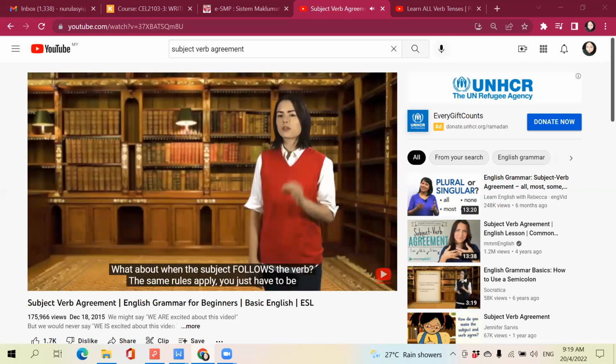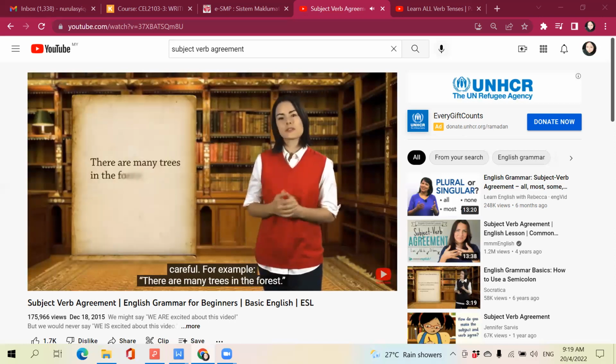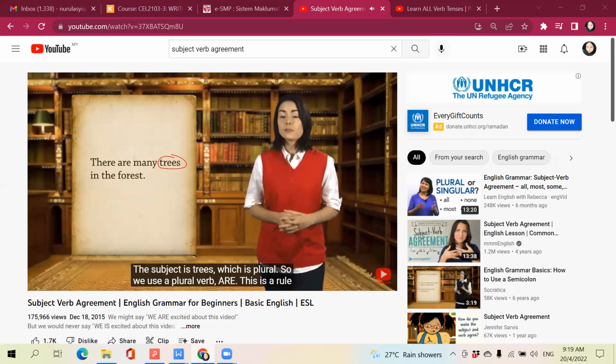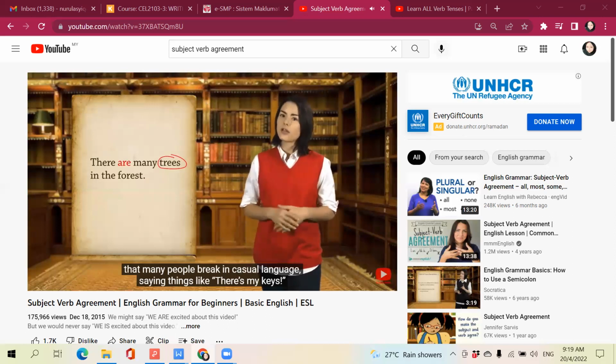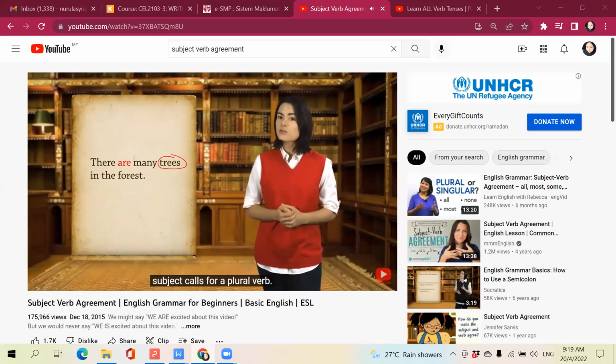What about when the subject follows the verb? The same rules apply, you just have to be careful. For example, there are many trees in the forest. The subject is trees, which is plural, so we use a plural verb, are. This is a rule that many people break in casual language, saying things like, "Where's my keys?" instead of "Where are my keys?" But we know the second version is correct. A plural subject calls for a plural verb.